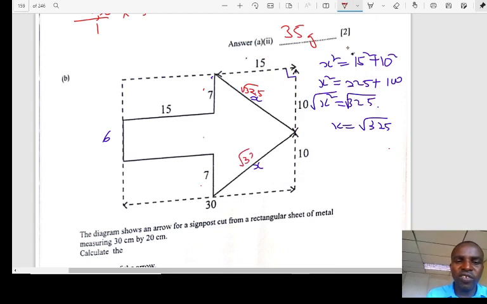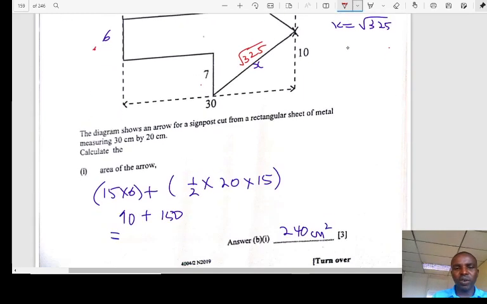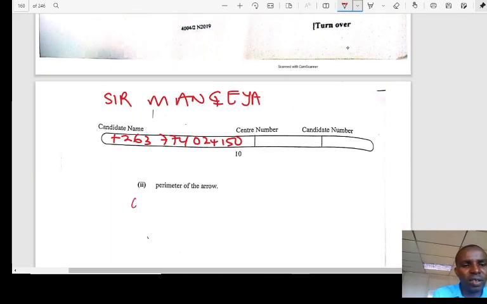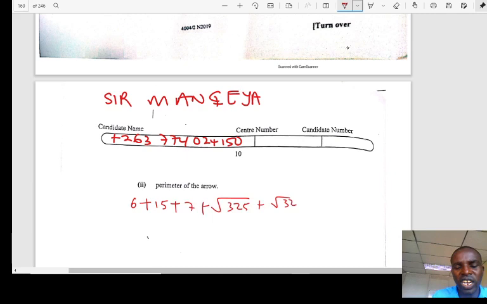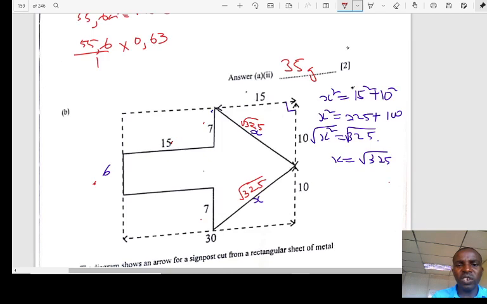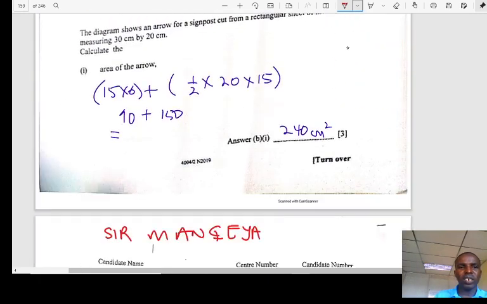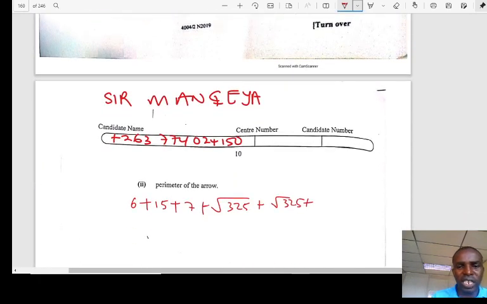Then square root of 325 here, as they are the same. What is 10, 15, 10, 15? Right, so you add, it will be 6 here, plus 15 plus 7. Let me write it down here. 6 plus 15 plus 7 plus square root of 325 plus square root of 325 plus 7, then plus another 15 here, plus 7 plus 15.